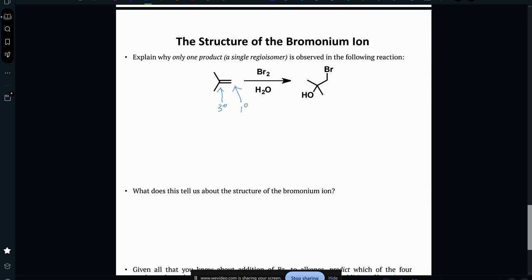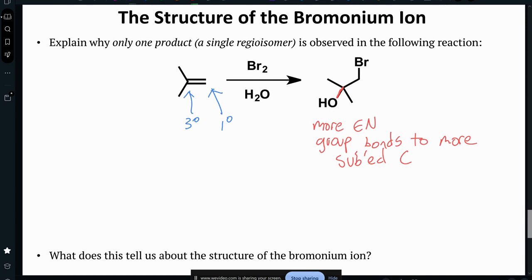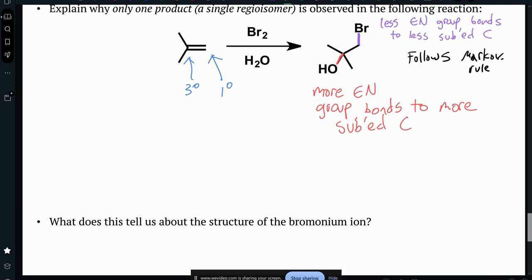In other words, my more electronegative atom, my OH, that ends up bonded to the more substituted carbon. While my less electronegative atom bonds to the less substituted carbon. So that's a long-winded way to say this follows Markovnikov's rule. So let's think about this. In our mechanism, we said we would form a bromonium ion. So that first step is going to remain the same.